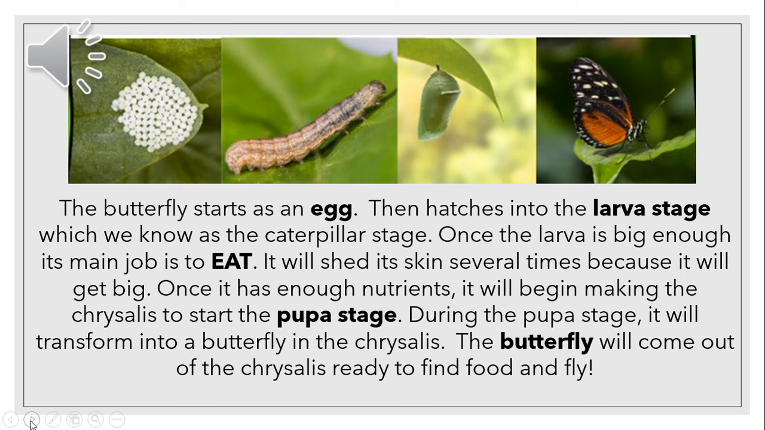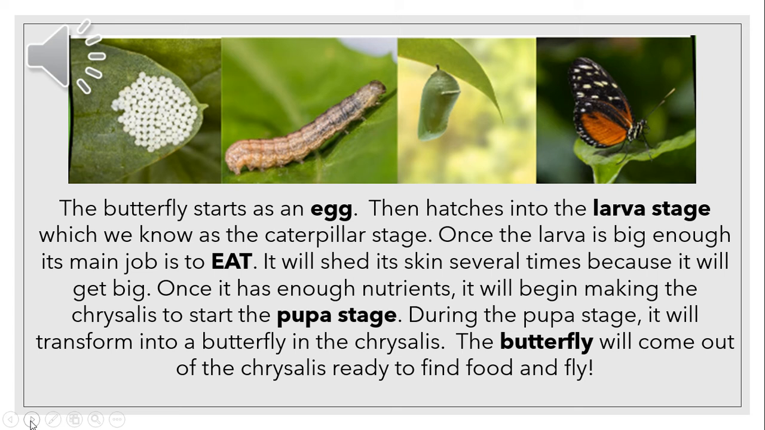So let's talk about the life cycle a little bit more. The first picture is the first stage of a butterfly's life cycle. The butterfly starts as an egg. Then it hatches into the larva stage, which we know as the caterpillar stage. Once the larva is big enough, its main job is to eat. It needs to eat. It will shed its skin several times because it gets bigger.